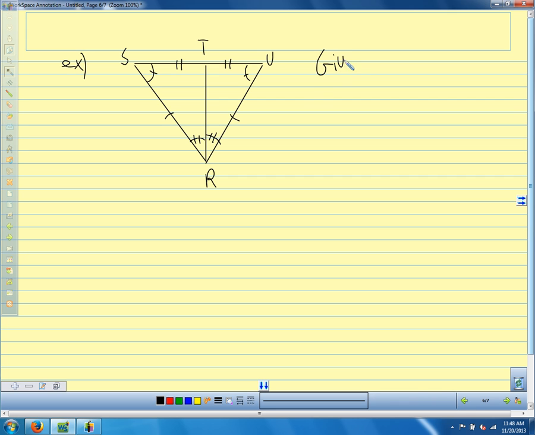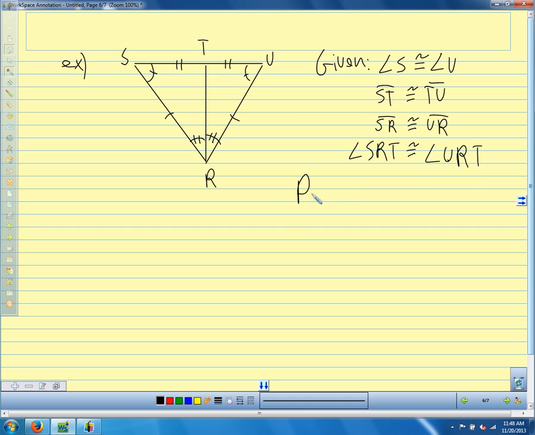So we're going to start with our givens. Given angle S is congruent to angle U. I'm just writing down what we have here. Segment ST is congruent to segment TU. That's this piece. Segment SR congruent to segment UR. And then finally, angle SRT is congruent to angle URT. And with this information, we want to prove that triangle SRT is congruent to triangle URT.